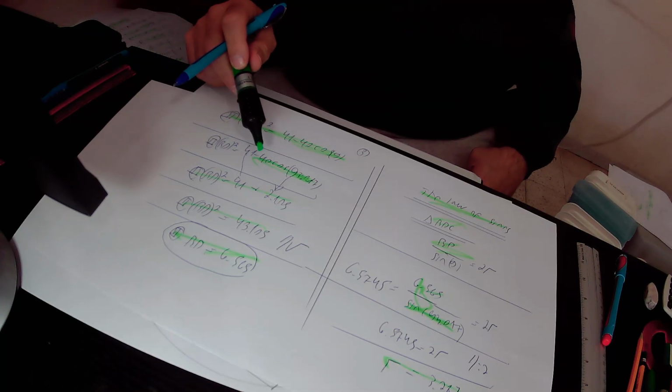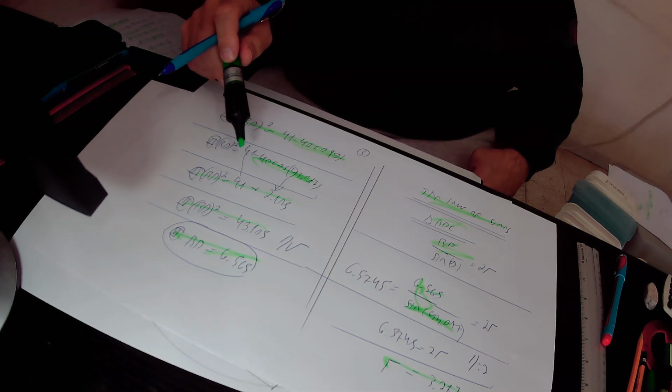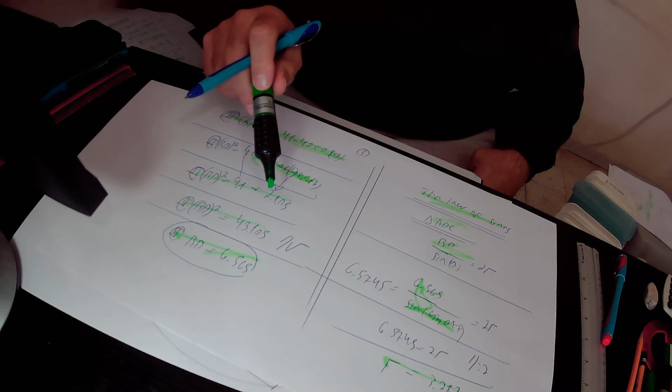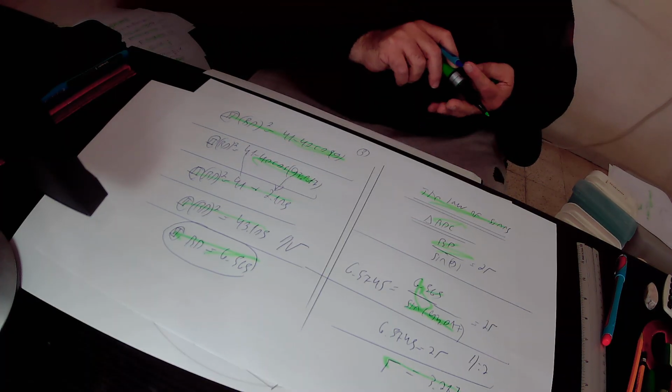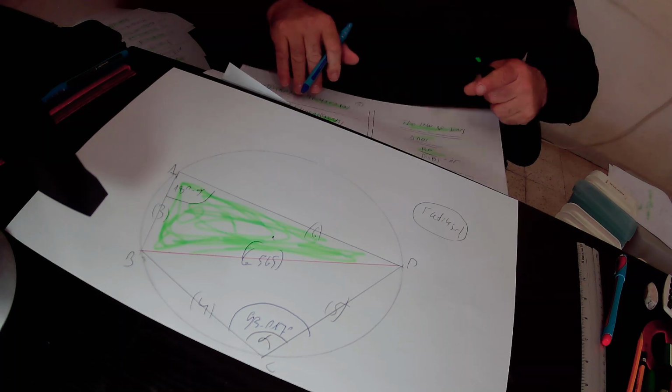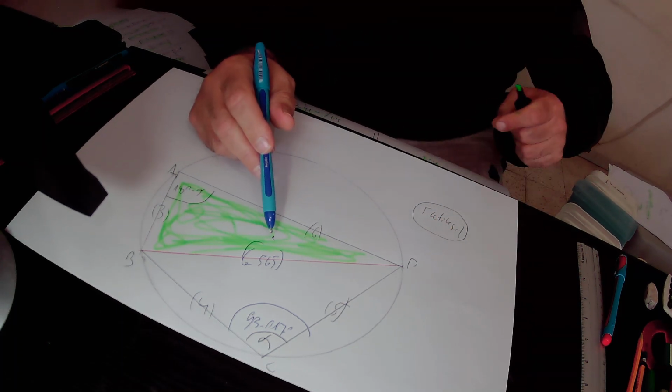Here we took the square root of this equation. According to equation 2, BD equals the square root of 43.105, that is actually 6.565 units in length. Again, total BD equals 6.565 units in length.